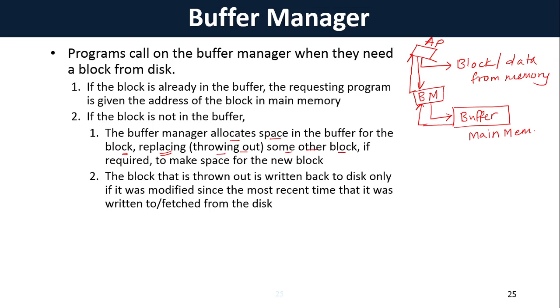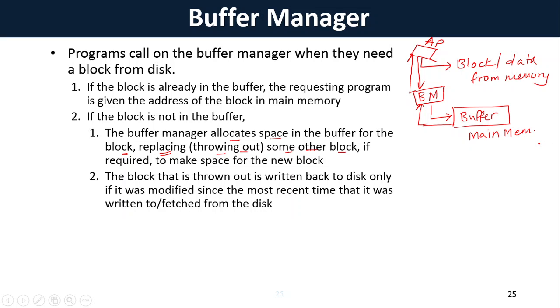The block that is thrown out is written to the disk only if it was modified since the most recent time that it was written to or fetched from the disk. So if the block present in the buffer has not been updated or modified since it was fetched from the disk, the block that is thrown out is not written back to the disk. Only if the block is modified is it written back to the disk.